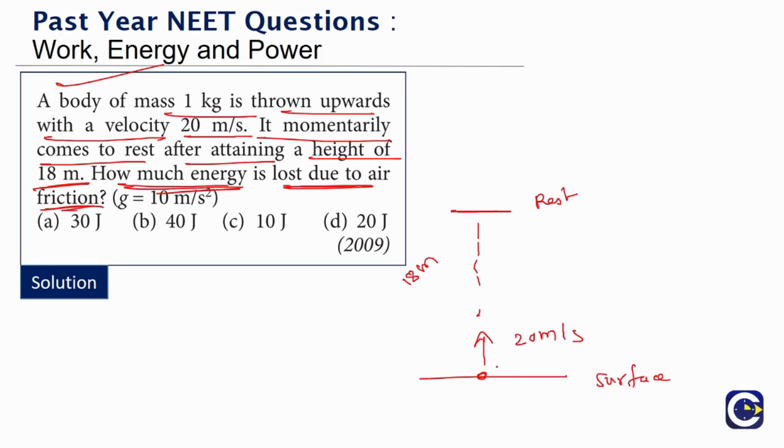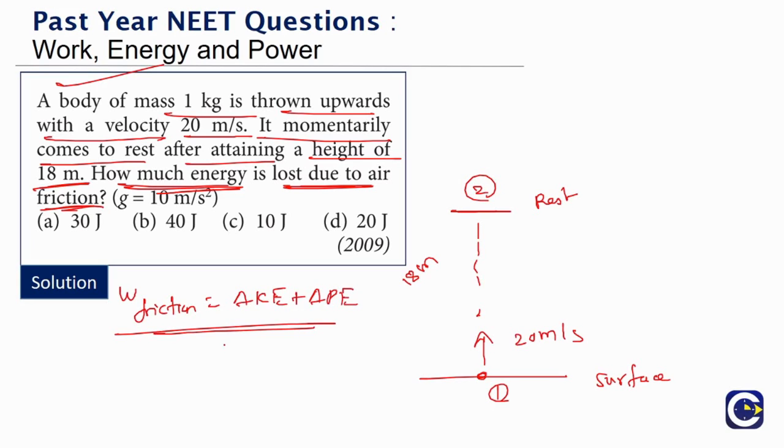Generally we assume that there is no air drag or air resistance, but in this question particularly we have to find the energy lost due to the air friction. So if you consider that there is an air friction, then as the body moves from point 1 to point 2, we apply the work energy theorem. Work done by the air friction will be equal to the change in kinetic energy plus change in potential energy. Work done by any external force is equal to change in potential energy plus change in kinetic energy.